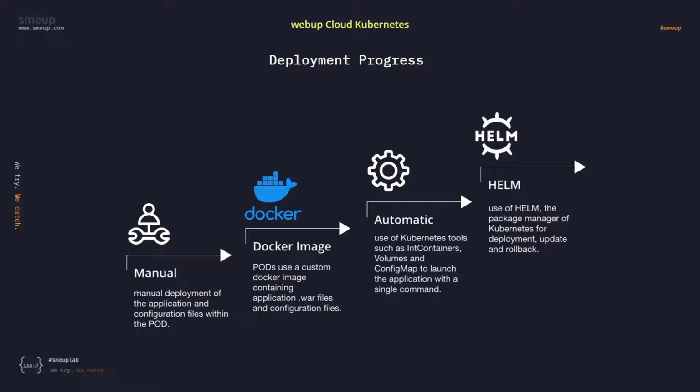So to solve this problem, we shifted to an automatic deployment that uses tools such as init containers, volumes, and configuration maps that we've seen in the last slide. Configuration maps are a way to share environment variables into containers and Kubernetes pods.